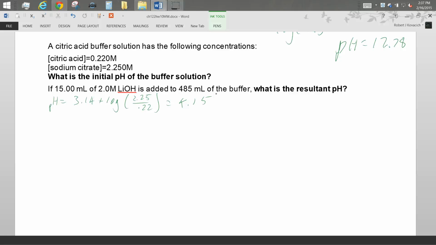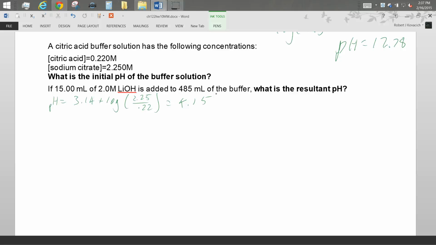No, 3.14. If I had equal parts of salt and acid, that would make the fraction equal to 1, and the log of 1 is 0, right? We okay with that? If the two numbers on the top and the bottom were equal to each other, then the pKa is going to be what the pH is going to be equal to.